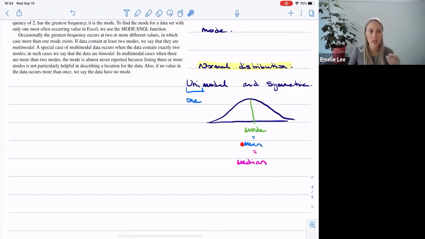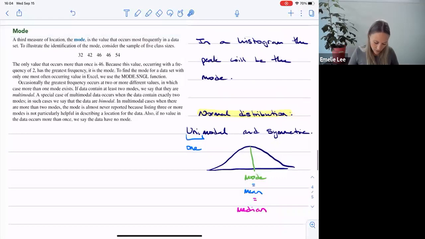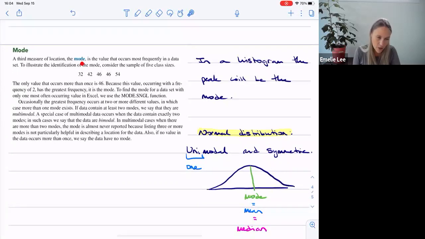In terms of calculations, the mean is going to be the most powerful, okay? So we can calculate the mode, but the mode is really just the most frequently occurring data point, right? And so if we have a tiny little data set like this, 32, 42, 46, 46, 54, I have two values of 46. So 46 is the mode in this case.